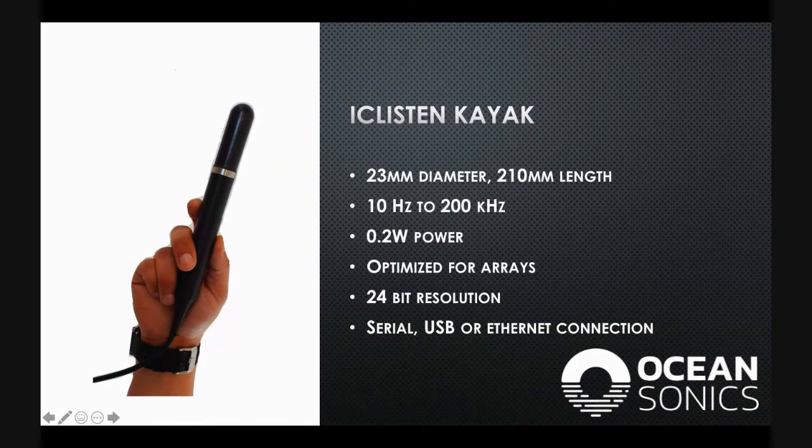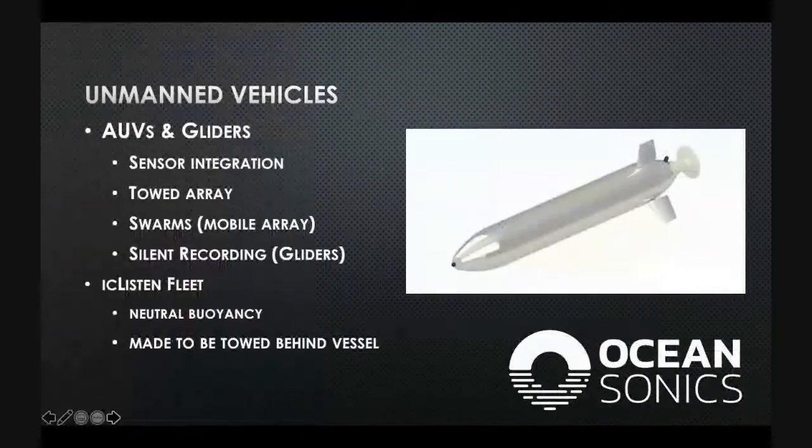So it's 23 millimeters in diameter, 210 millimeters in length, and it has the same broad frequency range of the icListen HF. So it goes from 10 hertz all the way up to 200 kilohertz, but it only draws 2.2 watts of power. As I mentioned, it's optimized for arrays. It is 24-bit resolution, and it's going to come in serial, USB or Ethernet connections.